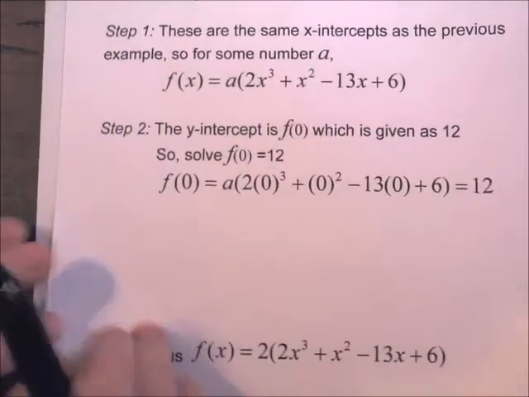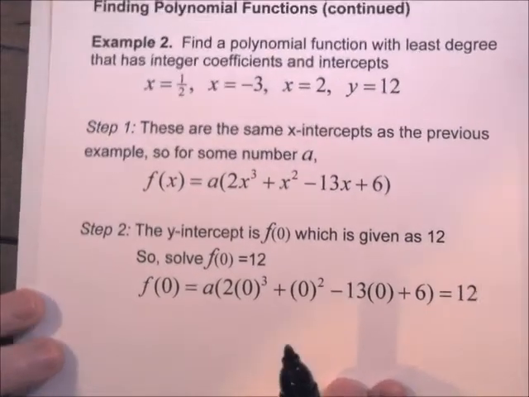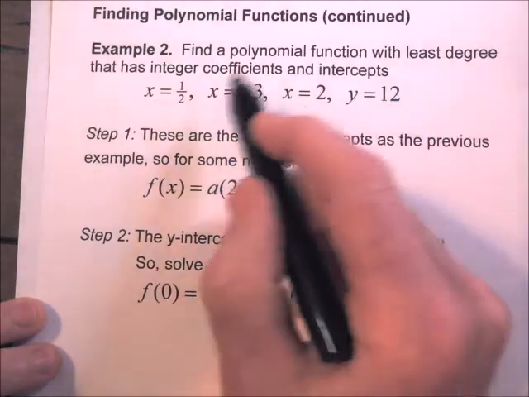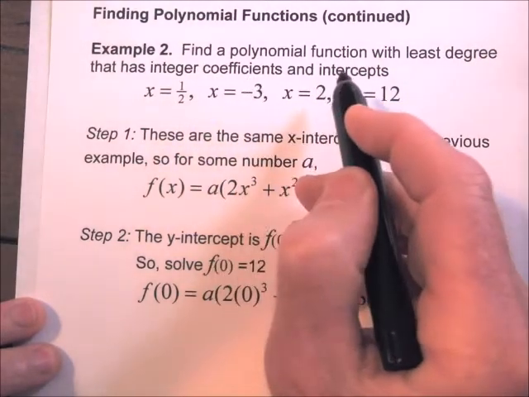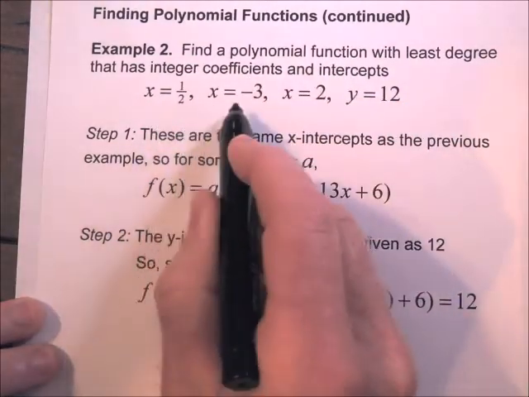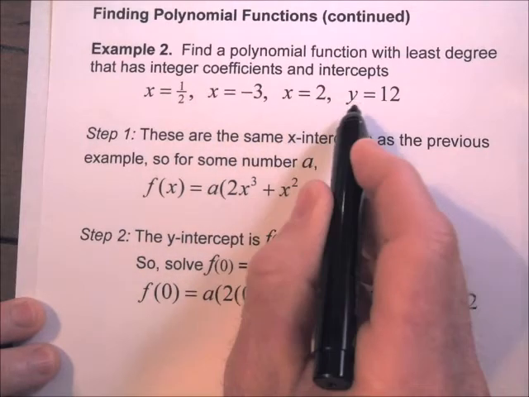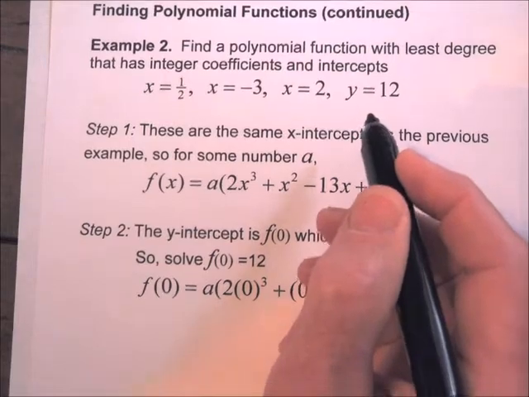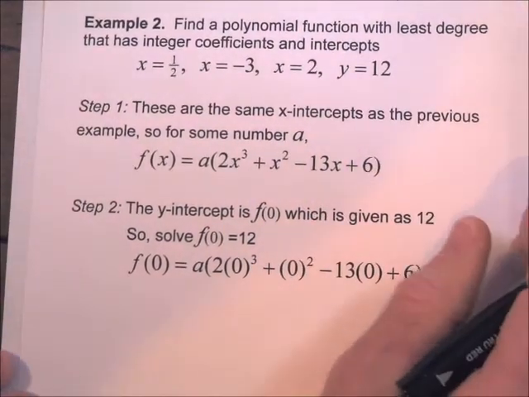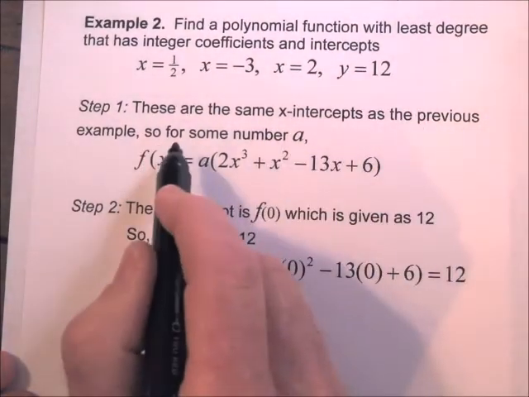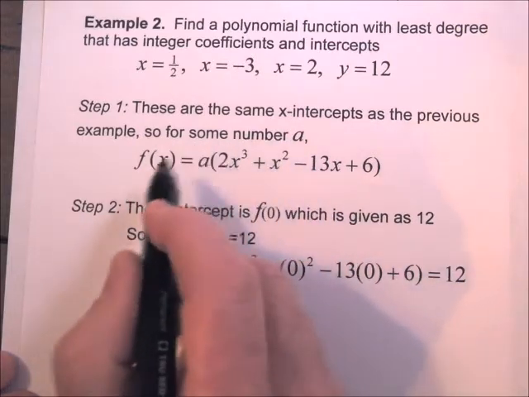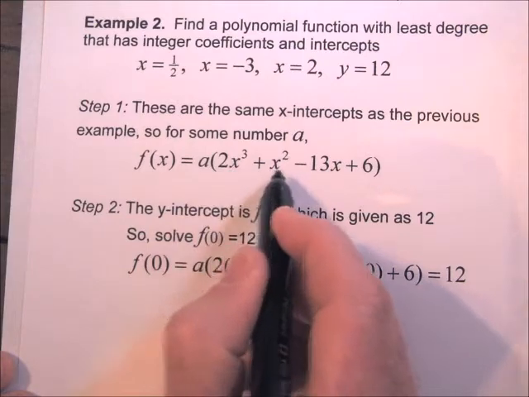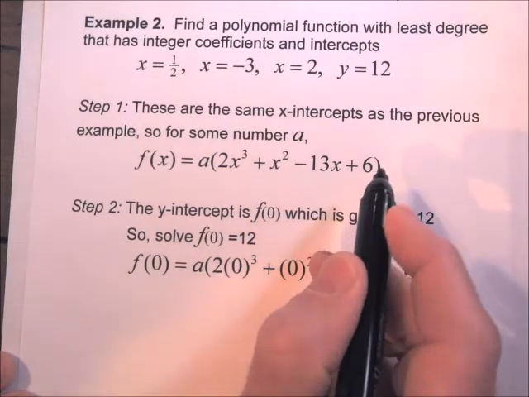Okay, example 2. Find a polynomial function with least degree that has integral coefficients and intercepts x equal a half, x equal -3, x equal 2, and y equal 12. The first step: the x-intercepts are the same as the previous example. So for some number a, f of x is going to be in the form a times the quantity 2x cubed plus x squared minus 13x plus 6.